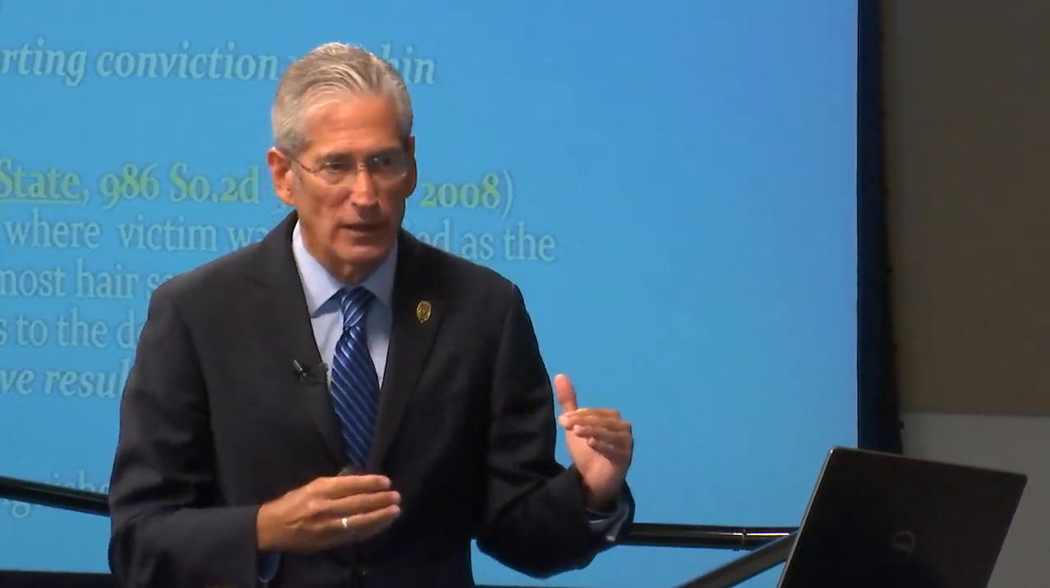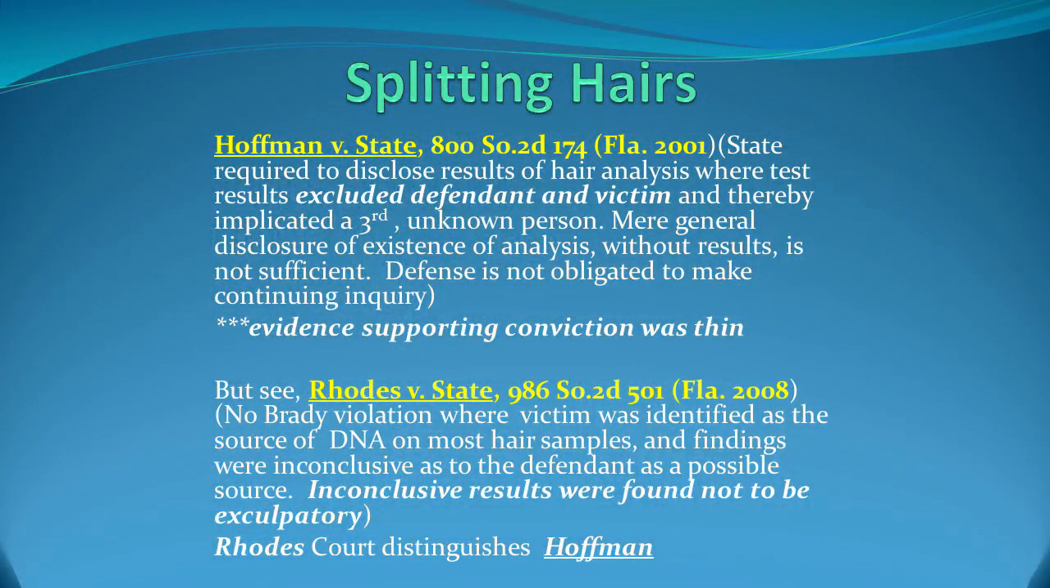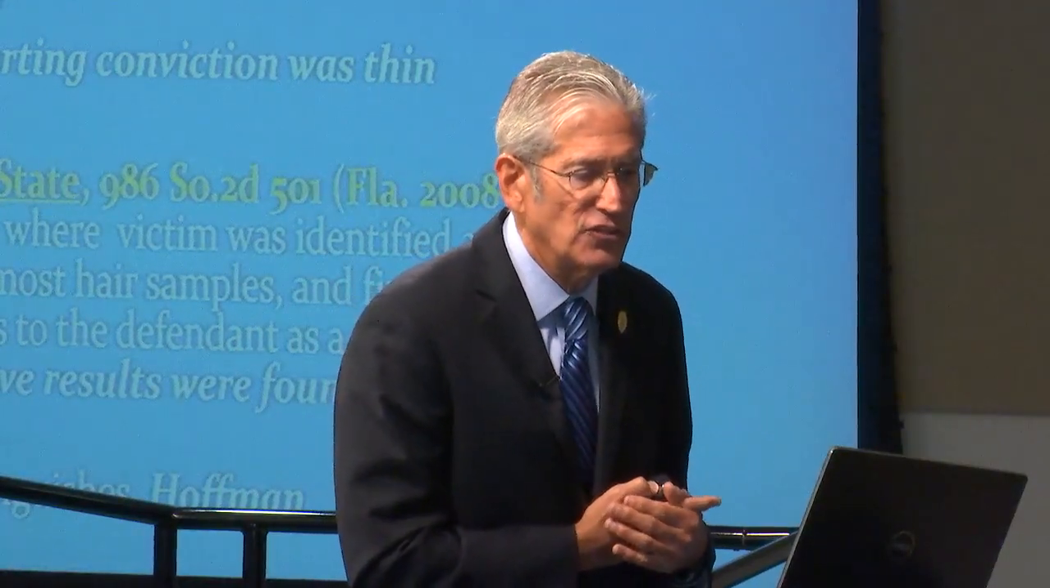So let's talk about this. I call it splitting hairs because it's a pun. This both involved forensic evidence of hair analysis. In the one case, Hoffman versus State, the state is required to disclose the results of a hair analysis where the test results excluded the defendant and the victim, thereby implicating a third unknown person. Mere general disclosure of the existence of the analysis without results is not sufficient.